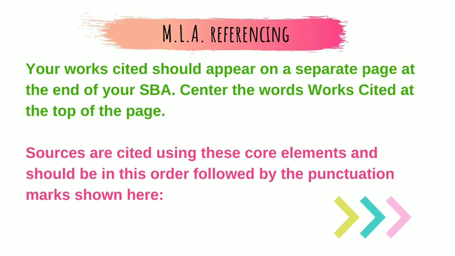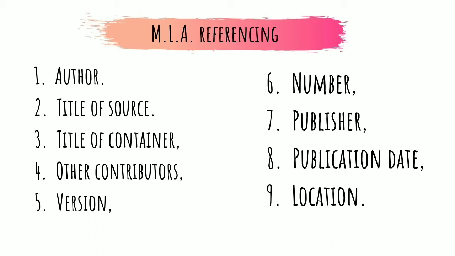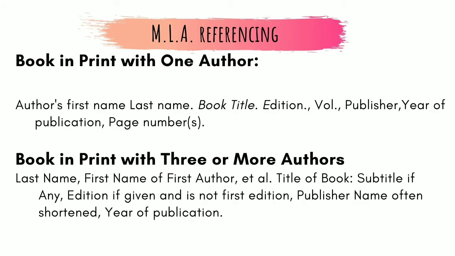Sources are cited using these core elements and should be in this order, followed by the punctuation marks shown here. Author, period. Title of source, period. Title of container, comma. Other contributors, comma. Version, comma. Number, comma. Publisher, comma. Publication date, comma. And location, period. Here are some examples of how to format different sources.